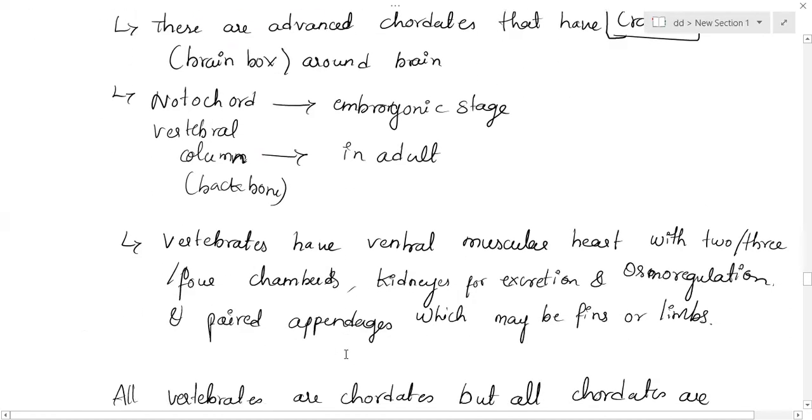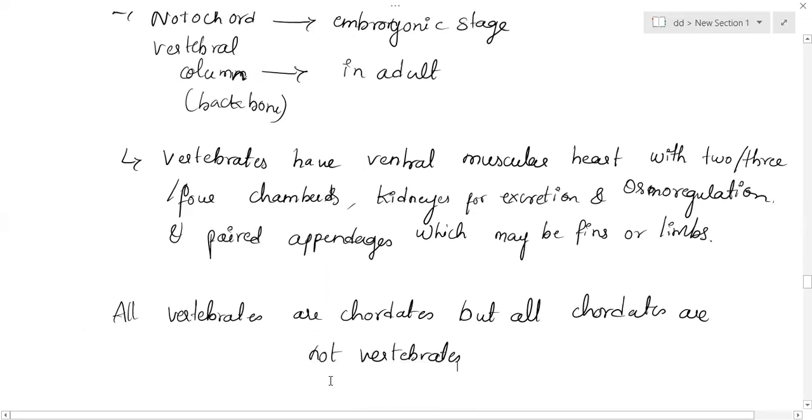It also has a muscular heart with 2, 3, or 4 chambers, and kidneys for excretion and osmoregulation, and a pair of appendages, which may be fins or limbs. And one slogan: all vertebrates are chordates, but all chordates are not vertebrates. Keep that in your mind.